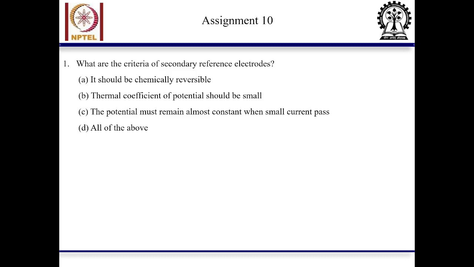Can anyone write in the chat box what the answer is for question number 1? If you don't know, you can just write. Okay. Sweta is saying A. Okay, Sunil, do you have any other opinion?